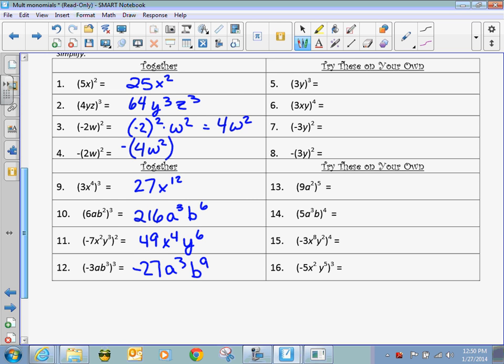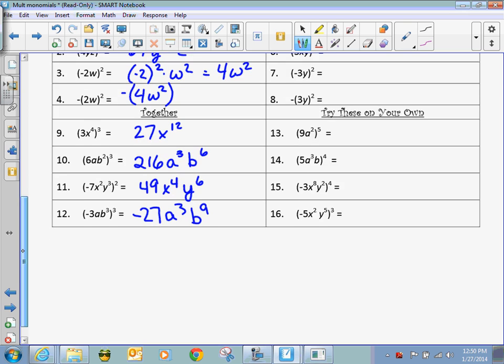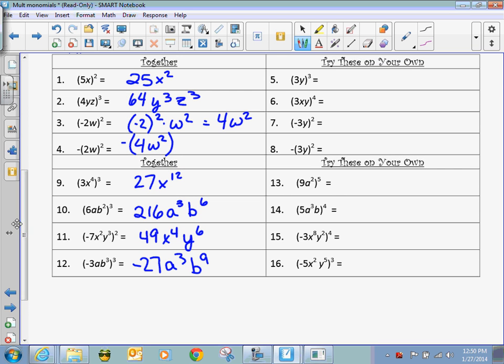Okay, so if you paused and kept going, what I'd like you to do at this time is to go ahead and answer these problems in the right-hand column on your own, and we'll talk about them in class tomorrow.